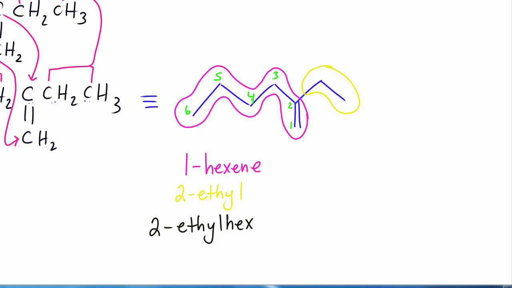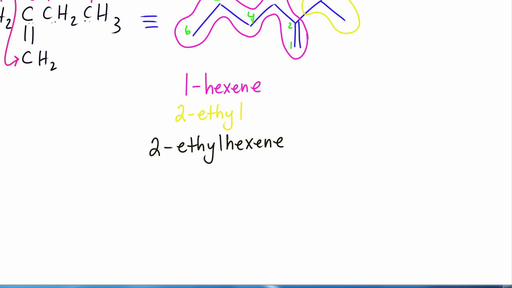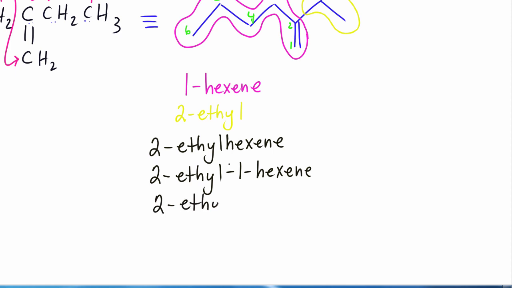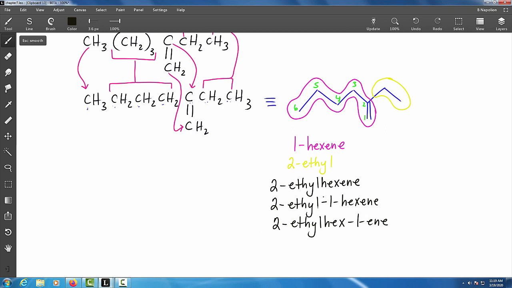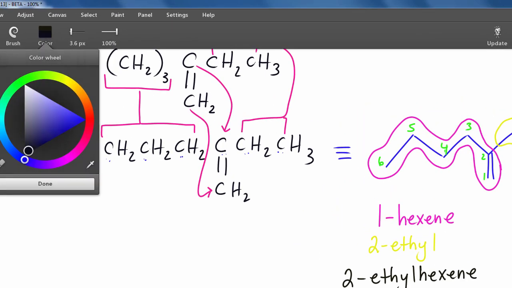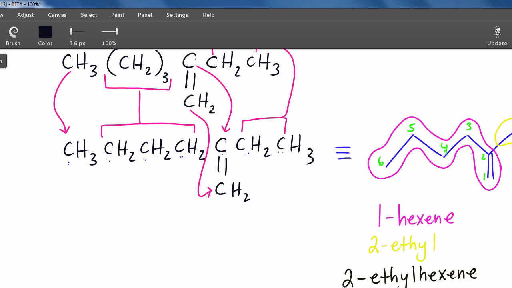So I can name this molecule as 2-ethylhexene, or 2-ethyl-1-hexene, or 2-ethylhex-1-ene. Okay, so this format gives the older IUPAC and this last one here is the newer IUPAC, but all 3 of them are still acceptable.